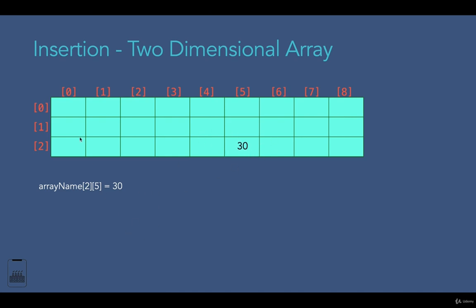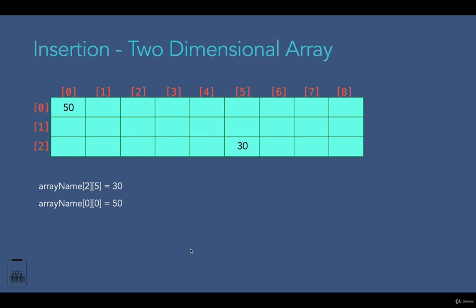Now for example, if I want to insert an element at the first element of this array over here, which is located at the 0 row and 0 column, then in this case we just need to put the array name, and in the row index we are putting 0 and in the column index we are putting again 0. So in this case 50 will be inserted over here.